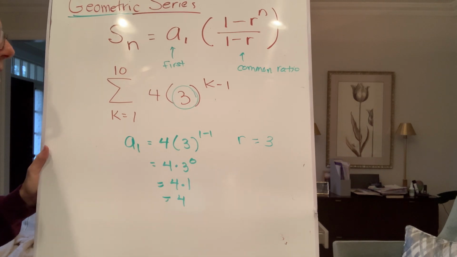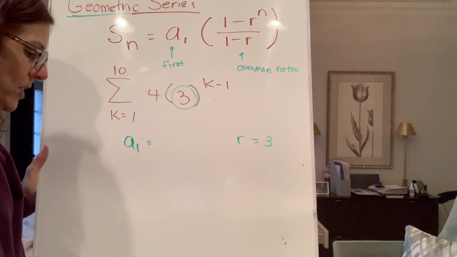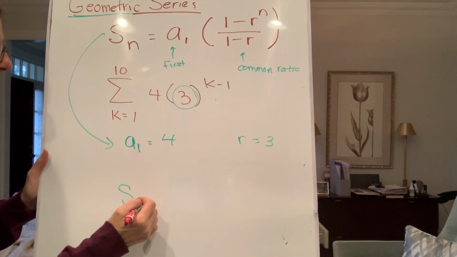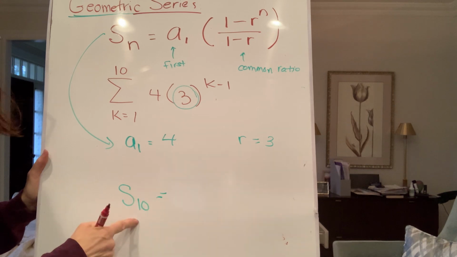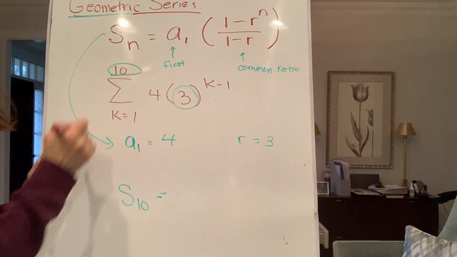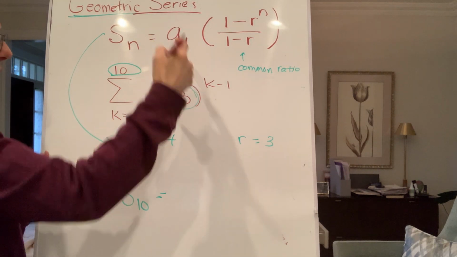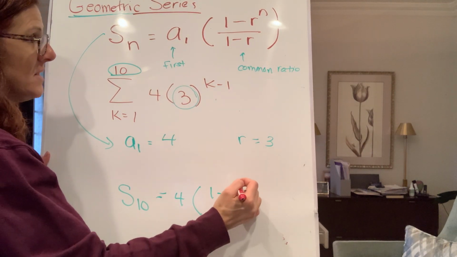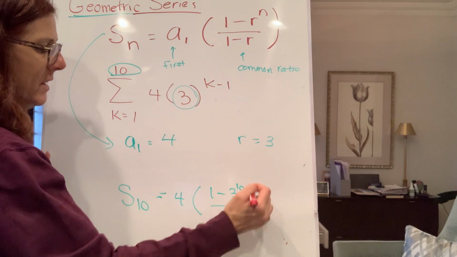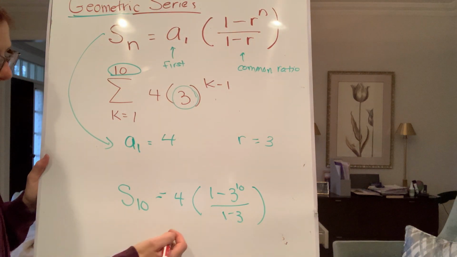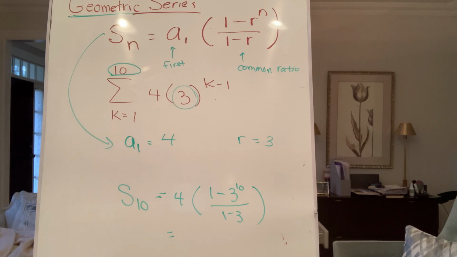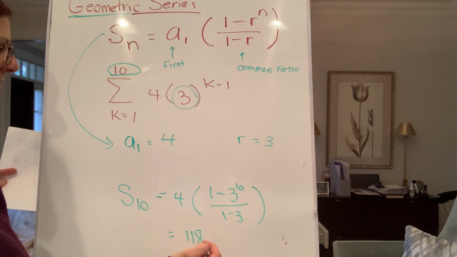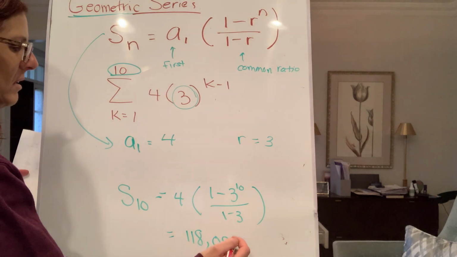So I know my first term and I know my common ratio, so now I can plug into this sum formula. The sum of sub 10, which means the sum of the first 10 terms, is a1, which is 4, times 1 minus 3 to the 10th over 1 minus 3. I don't expect you to do that in your heads. You're going to put that in your calculator, and you're going to get 118,096.